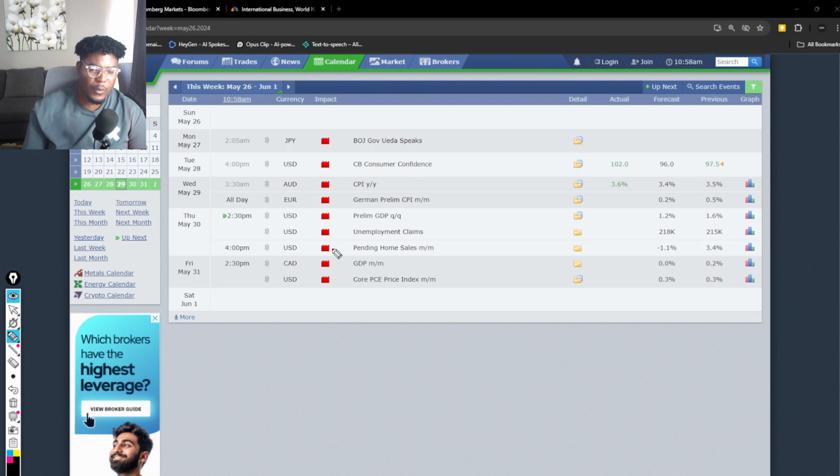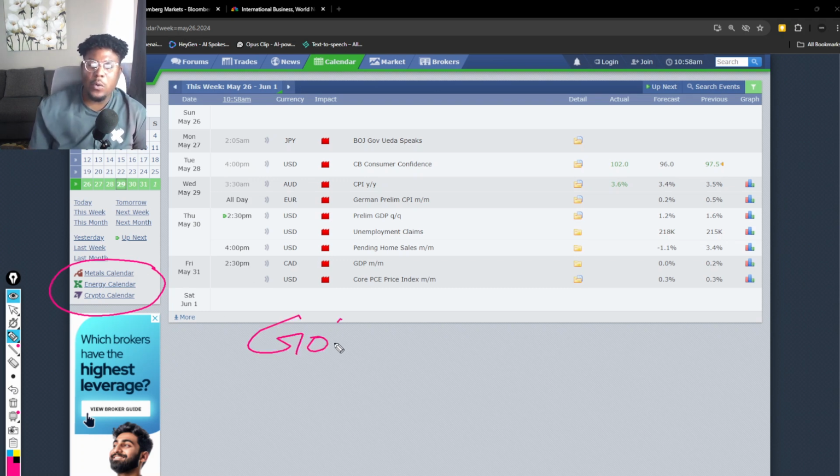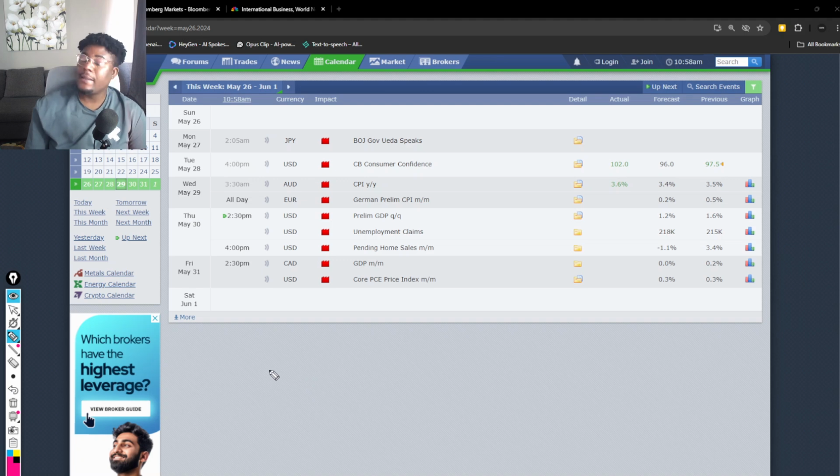So we have different calendars. Actually, there are 4 calendars. Let me use a very bright color for those who can't really see. You can see we have a metals calendar, which means we're going to get gold, silver, aluminium, or so many other metals, platinum and stuff like that. On energy, we're talking about oil, natural gas and stuff like that. Crypto also has its own stuff going on.